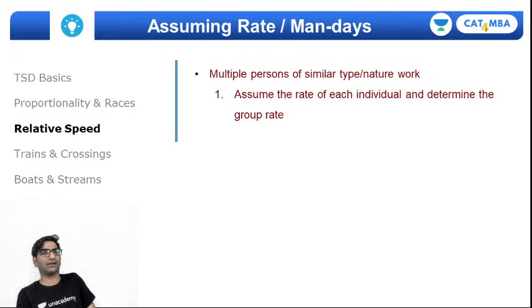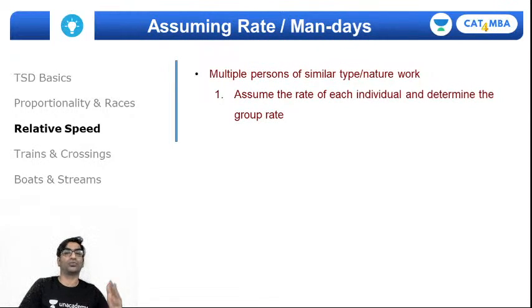First assume the rate of every individual, and whichever group is supposed to work, you calculate their rate, right? You'll assume their rate for each individual, and depending on how many people are actually working, from the individual rate you can calculate the group rate, right?